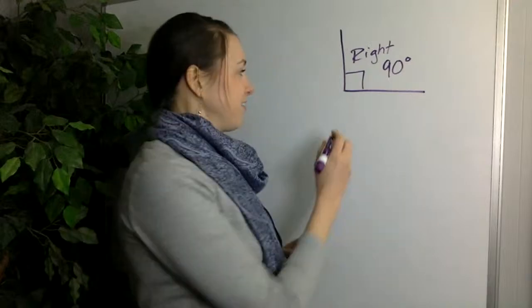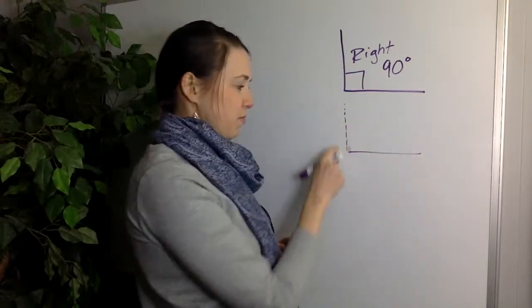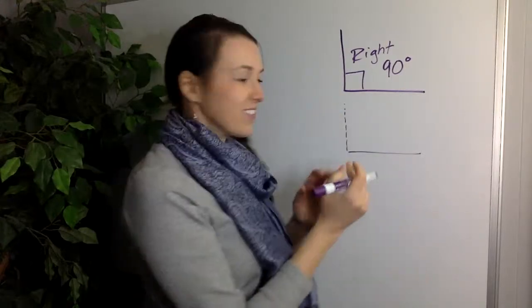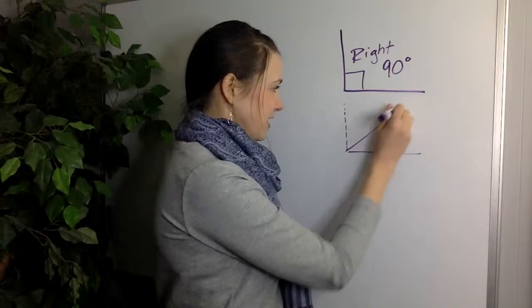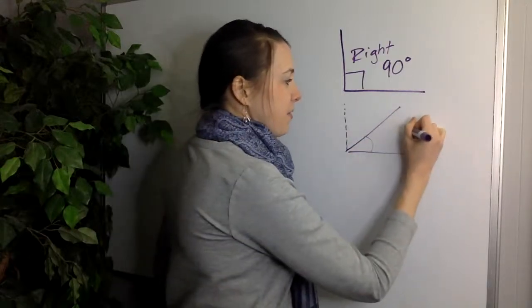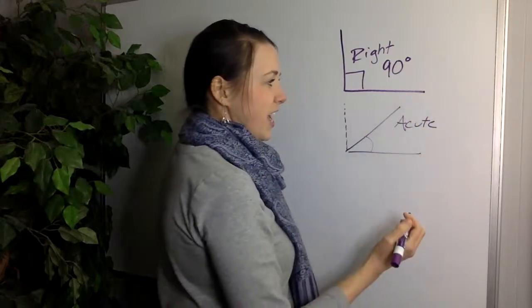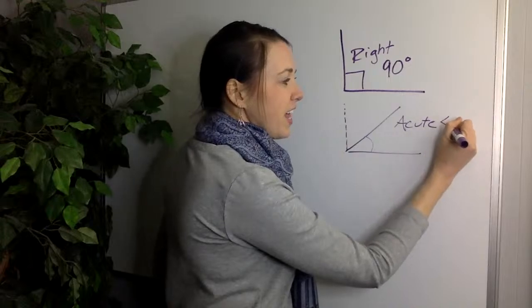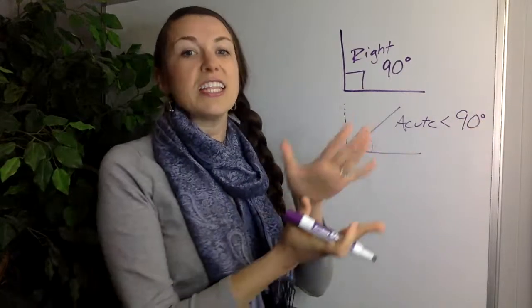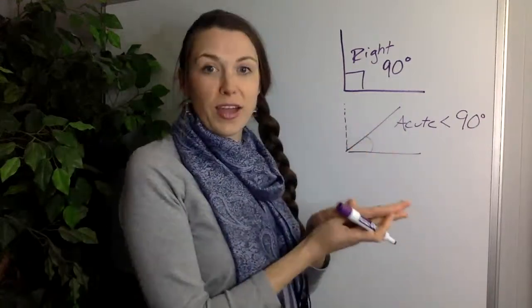Now we have an angle. I'm going to go like that so we can remember, this is the right. Any angle that's going to be smaller than the right, we're going to go like that. This angle here is called an acute angle. And I want you to remember that it is less than 90 degrees. Any angle that is smaller than 90 degrees is an acute angle.